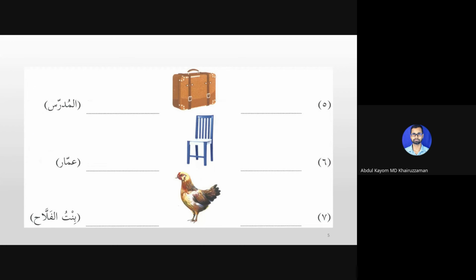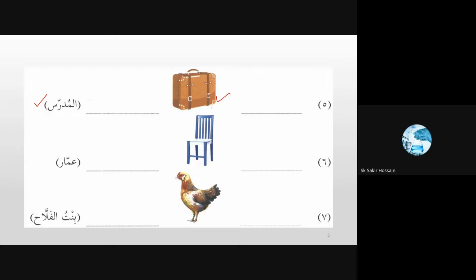Then we have a bag here, hakiba. We will be using the word hakibatun. So how to say whose bag is this? لمن هذه الحقيبة؟ Liman hadhihil hakibatu. Then suppose the bag belongs to the teacher, al-mudarris. How to say it?